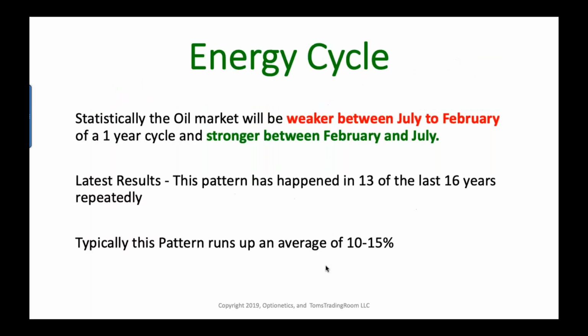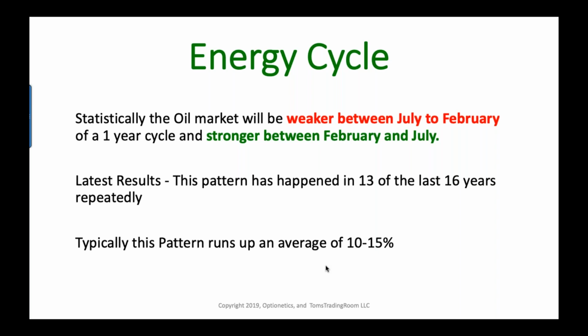All right. So let's talk about the energy cycle. We'll talk about spotting the opportunity before we even get into options. There is an energy cycle that I look at. Here it is, 13 of the last 16 years. This has worked. The price of oil is typically weaker between July and February and stronger between February and July. Now, the weaker part is like flipping a coin. The stronger part happened 13 of the last 16 years. So we're in that mid 70, high 70 percentile. That's the one I want to go with. All right. And typically the pattern runs up an average of about 10 to 15%.